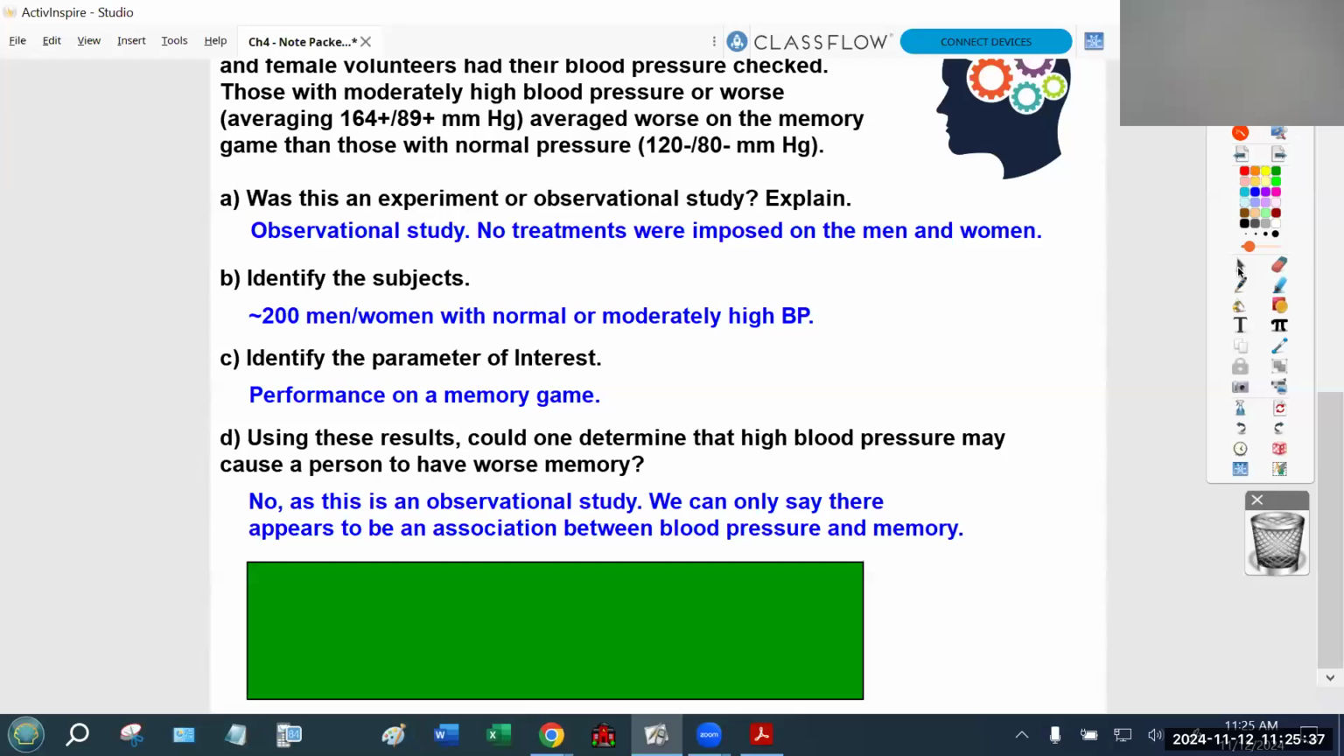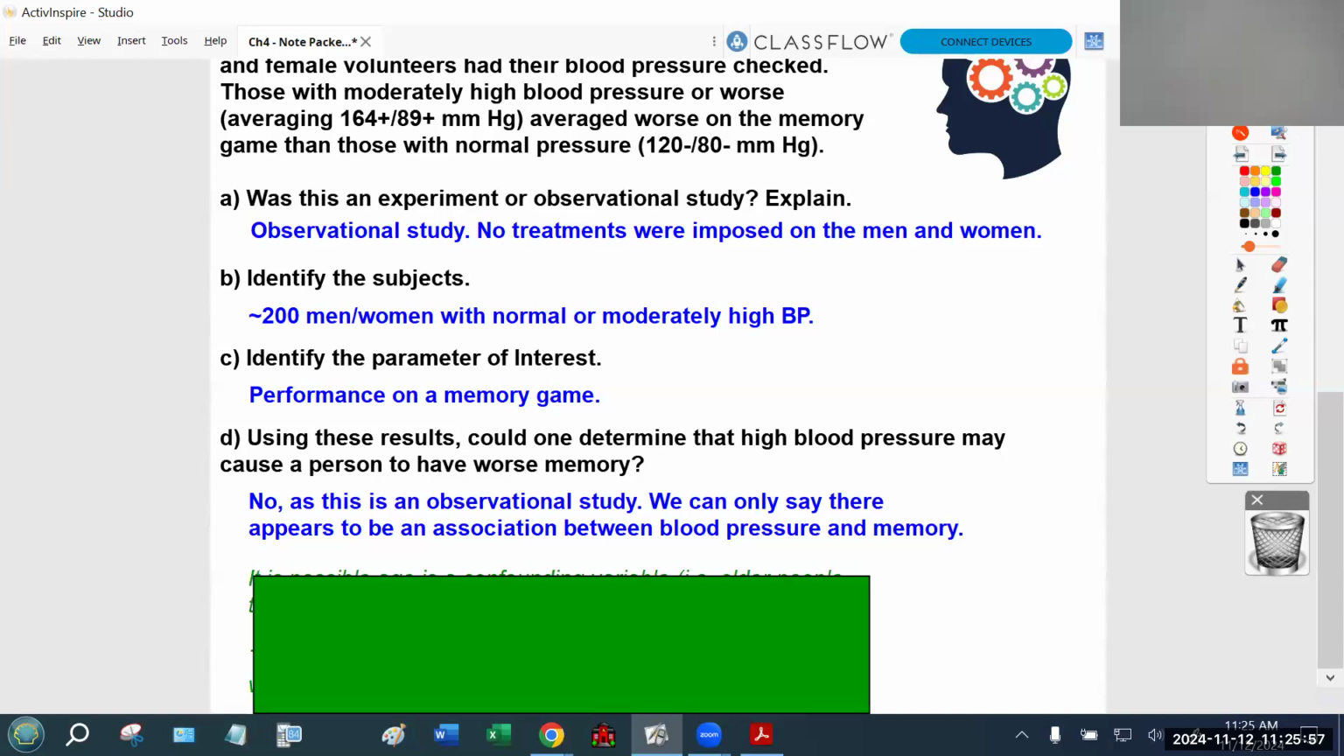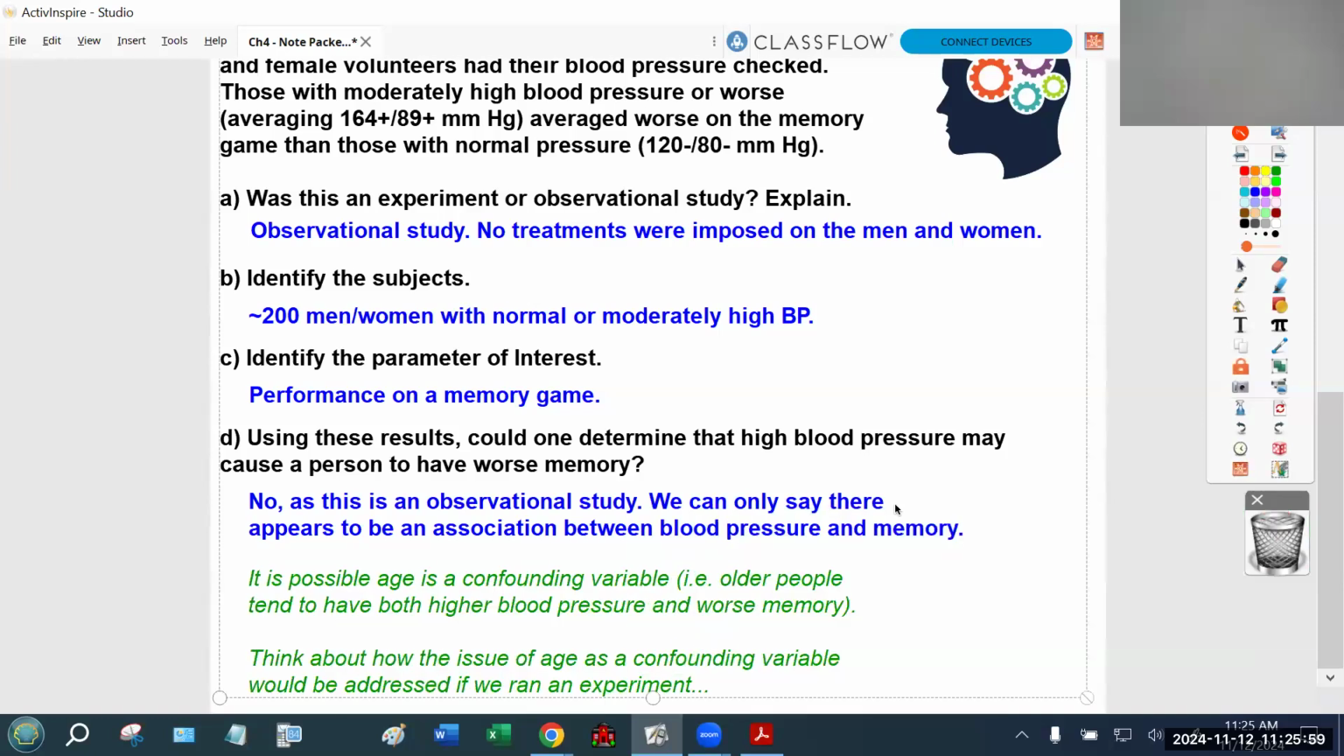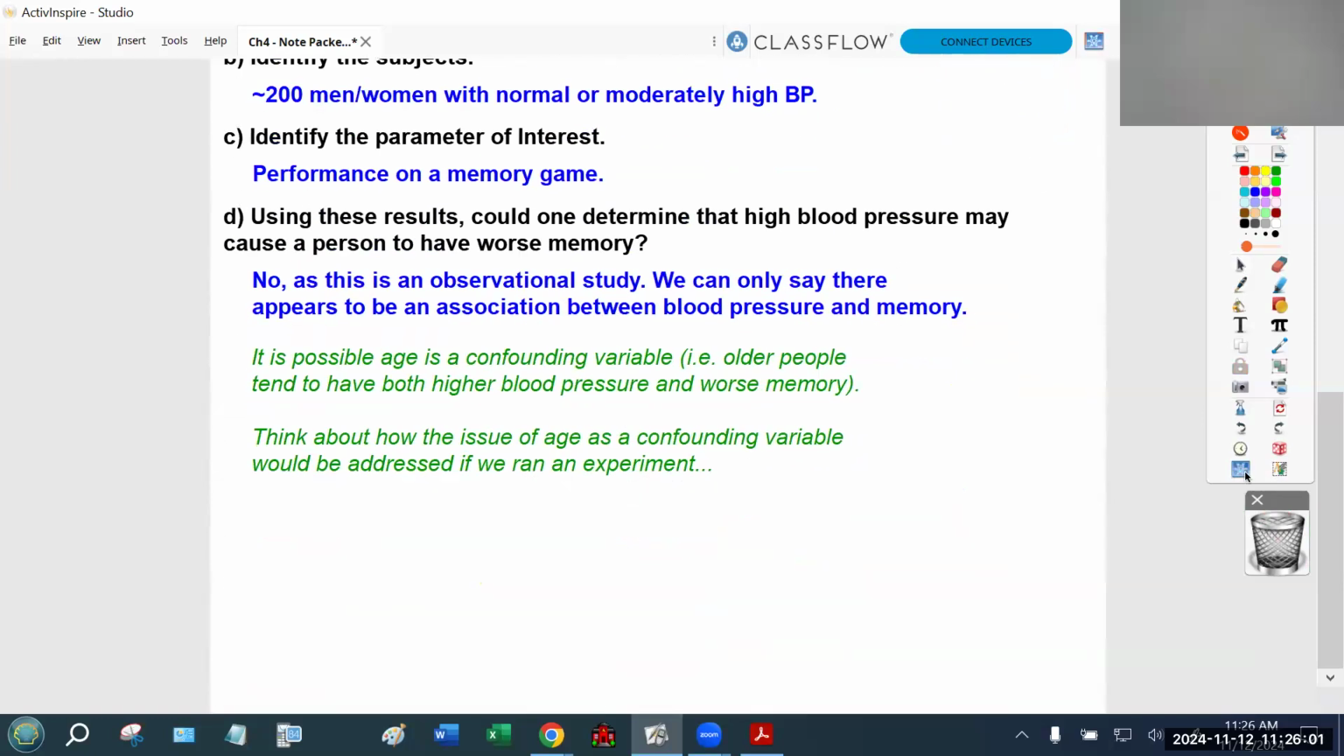All right, thank you to those of you who provided answers. This is our answer key to 4.212. Just commenting on the last answer, it says no, this is an observational study. The rest I'm referring to the scope. The actual scope of this observational study is we could say there's an association between blood pressure and memory. But the reality is, let me move this up so people can see this, it is possible that age is a confounding variable. This is just one of many that I could come up with.